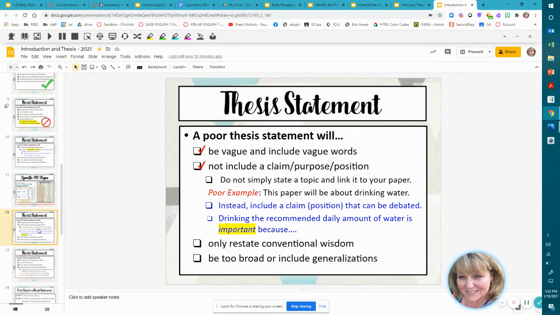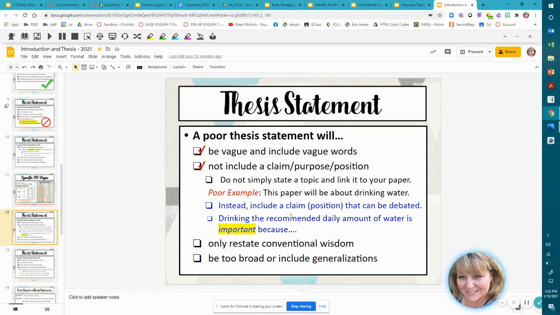Now, a poor thesis statement, we've already said, will be vague. It does not include a claim or purpose or position. An example of this is, poor example, this paper will be about drinking water. Hey, yeah, that's very vague. What? Drinking water? When? Where?